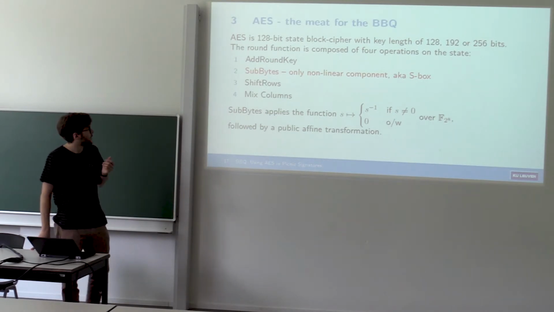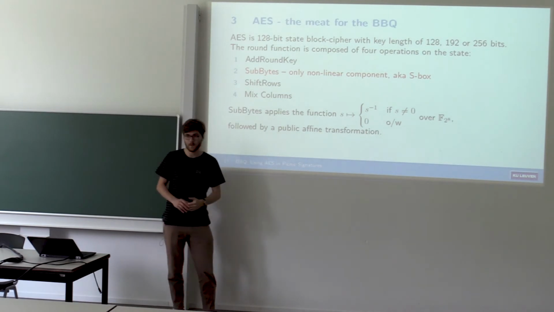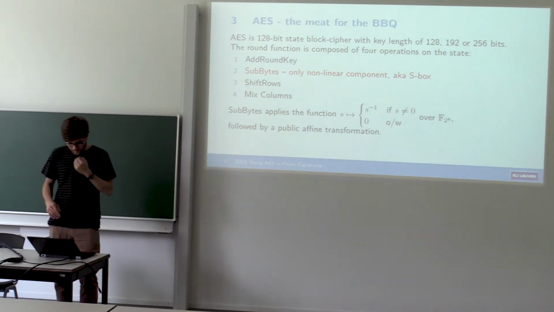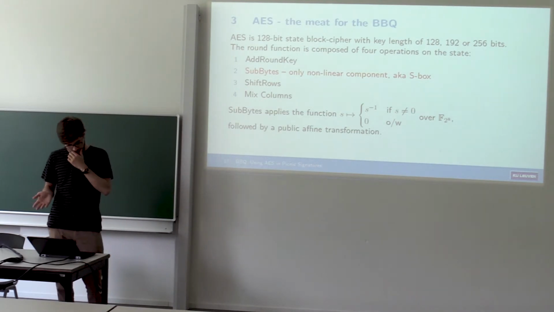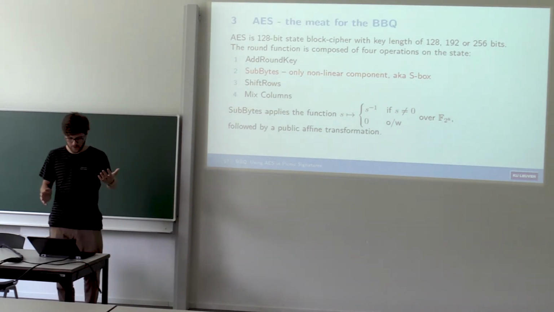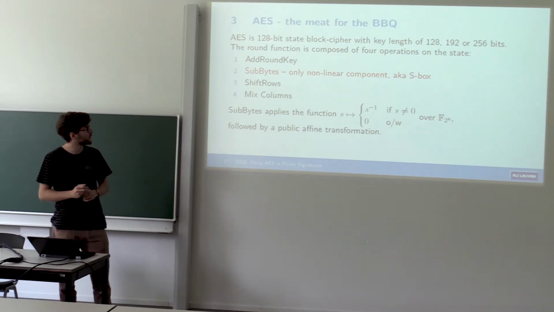The SubBytes operation applies this inversion function over the field F_2^8, unless the input is 0, in which case it just maps it to 0 itself. And then the public affine transformation, which is again easy, it's again linear, so we don't need to worry too much about it.